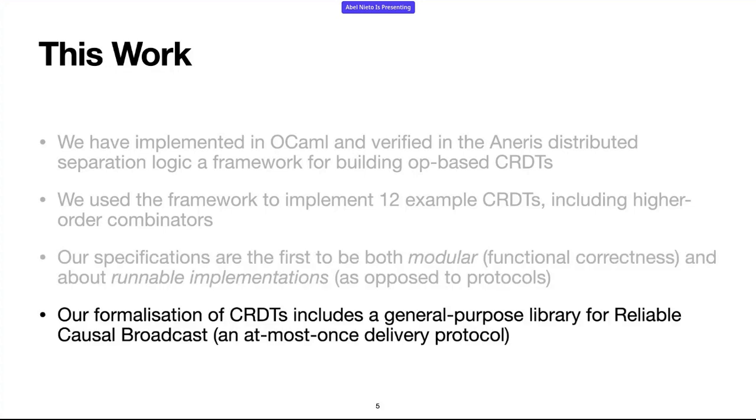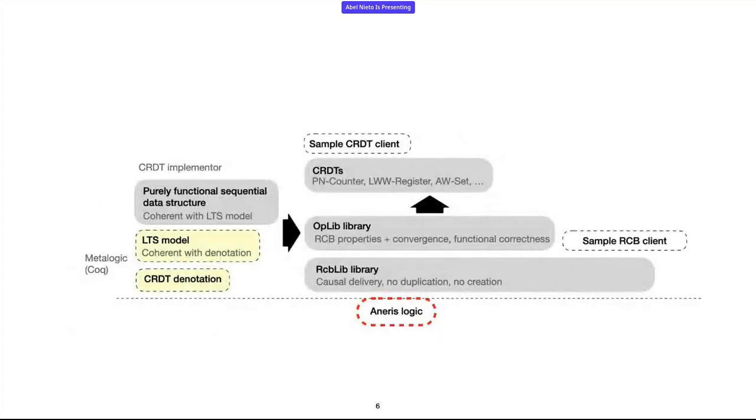Right. And so this is how things are set up. This is an overview of the project. So it's all done in Aneris and verified in Coq. Moving one level up, we have a library for what's called Reliable Causal Broadcast, which is a protocol for guaranteeing both at-most-once delivery, but also guaranteeing that the order of operations as they're delivered satisfies causality.